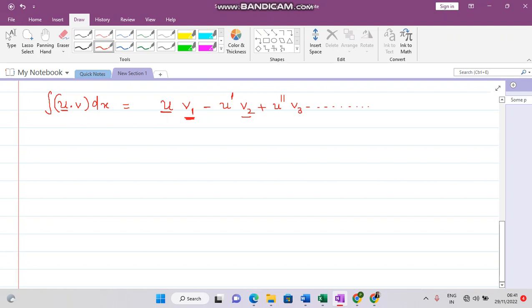So I will show you some examples of this. For example, suppose you have x and e raised to the power x dx. Apply the u into v rule here. u is written as such. Integration of v: what is the integration of e raised to the power x? It is e raised to the power x. Minus the derivative of u: what is the derivative of x? It is 1. And the integration of v is again e raised to the power x. So it is x e raised to the power x minus e raised to the power x.